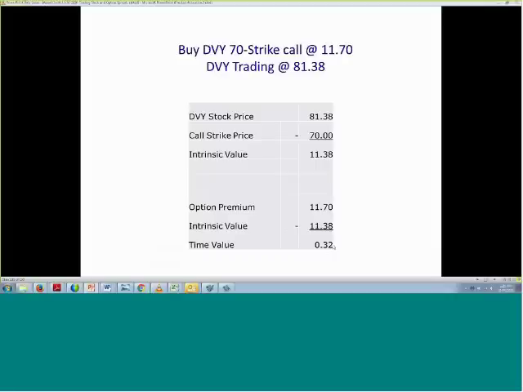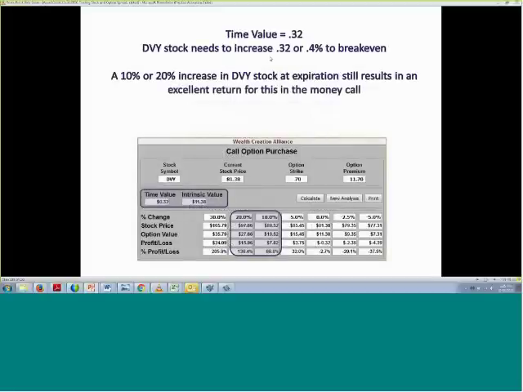So DVY only had to increase in price 32 cents, and this call would break even and it would start making money. And we also have an option calculator for call option purchases, and this will calculate the profit potential for the trade, assuming various price changes in the underlying stock, in this case from a 30% increase to a 5% decrease. So DVY was trading at 81.38. If the stock was flat at 81.38 at option expiration, we'd only have a 2.7% loss on the option, which is a lot better than a 100% loss.